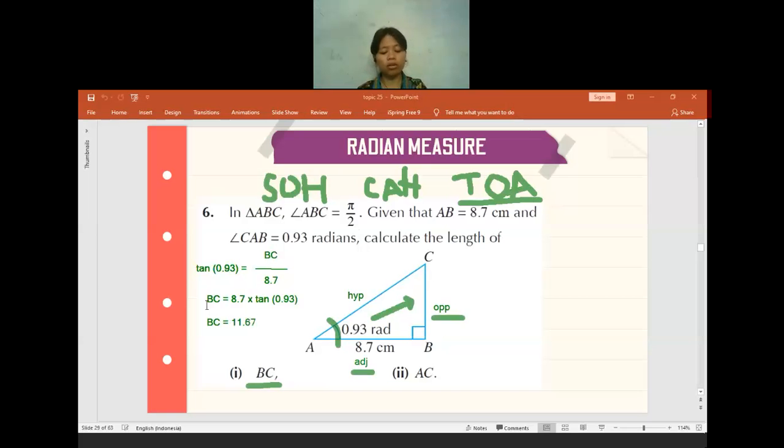Or haven't tried at all? Or is there anyone who is confused? Make sure your angle mode is already in the radian mode.